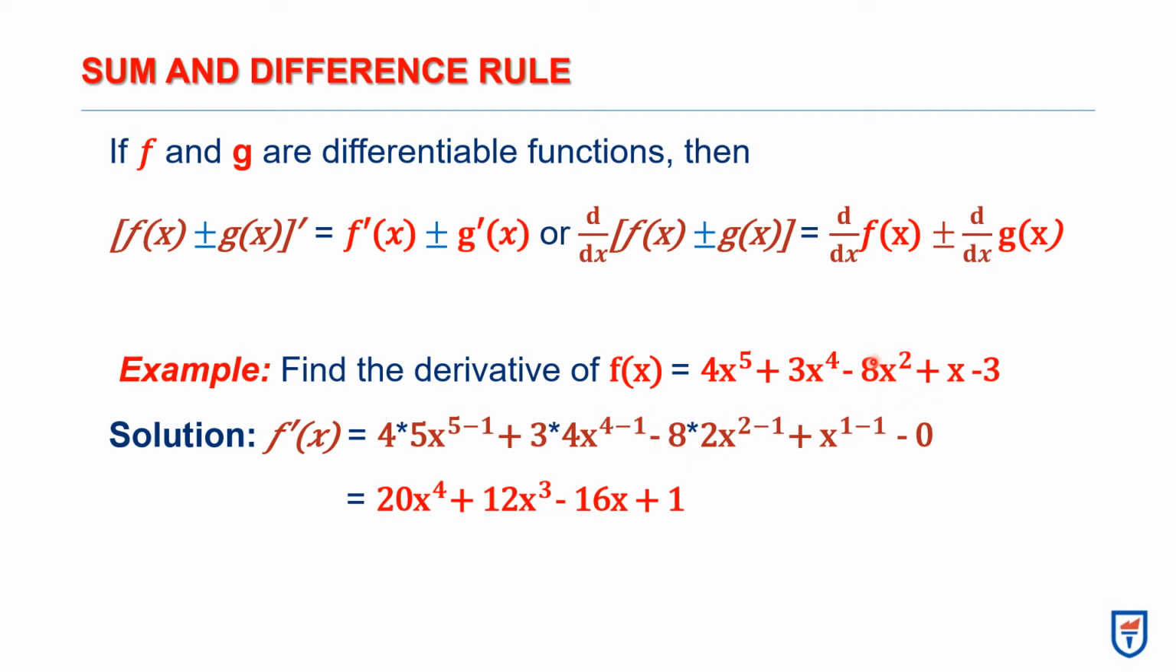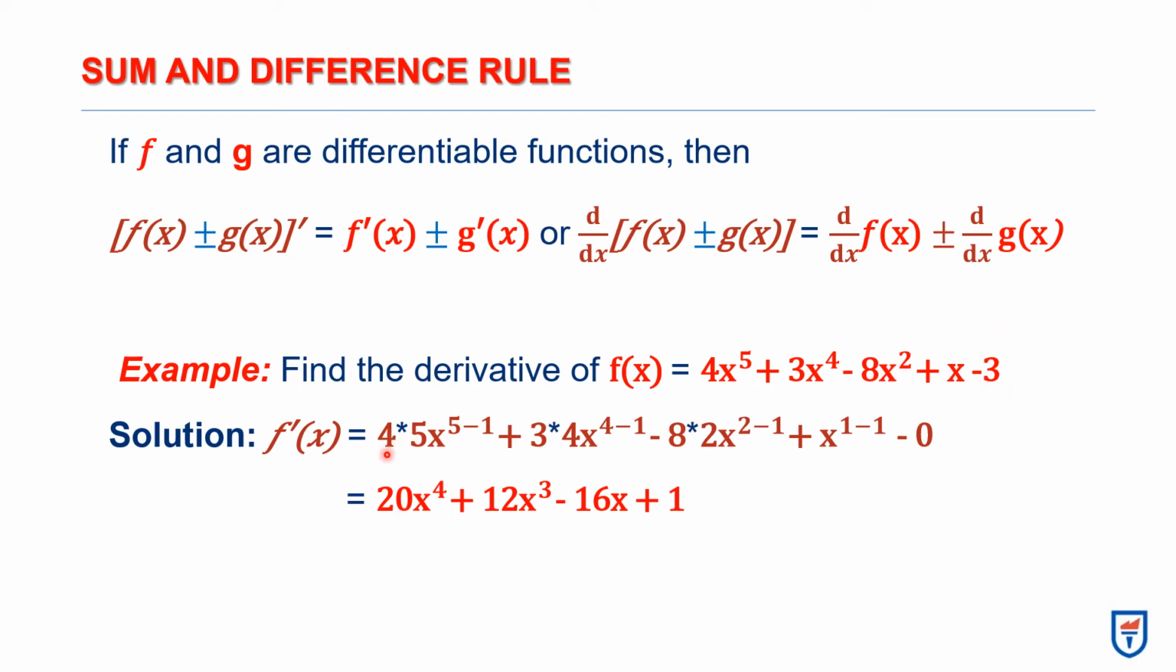Then we take the power, which is 2, then 8 times 2 times x to the power 2 minus 1, which is the power minus 1. And the next one, which has only x, we also say x to the power 1 minus 1, because x is the same as x to the power 1. So 1 minus 1, then we are going to end up having x to the power 0. Then the derivative of minus 3, which is a constant: the derivative of a constant, using the constant rule, is always 0. So we put 0 as the derivative of 3.